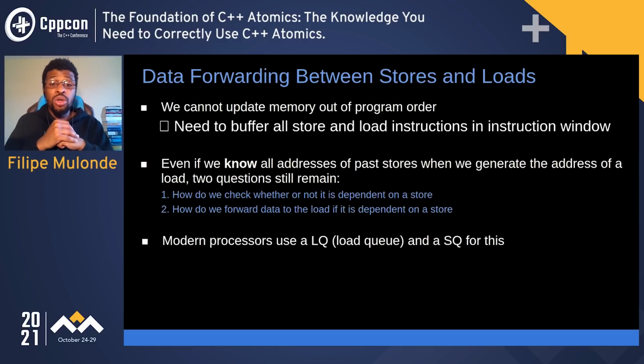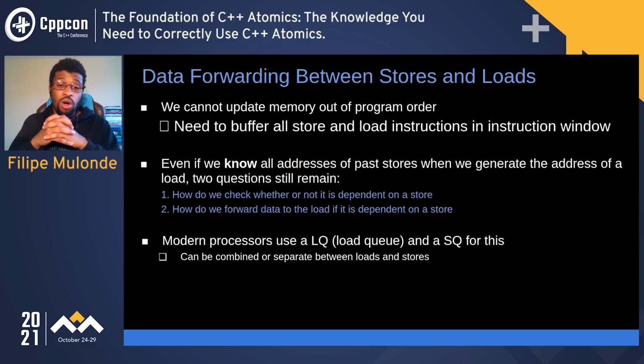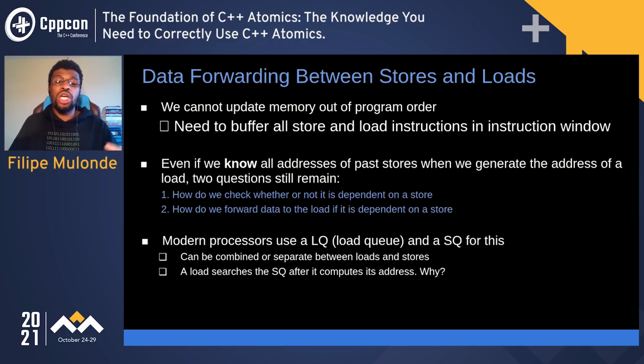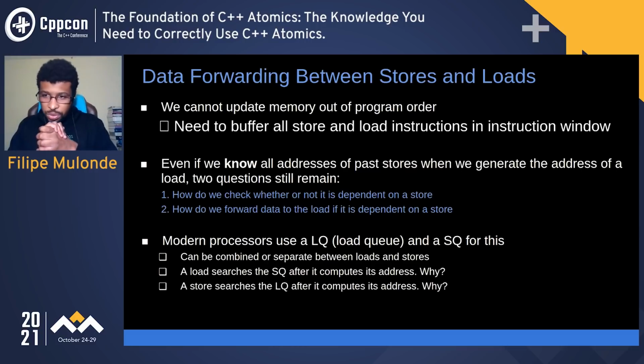Modern hardware uses a load queue and a store queue for this, and we can combine or separate loads and stores. A load searches the store queue after it computes its address. Why? Because here we assume that when a store finishes the computation of its address, it writes the address in a store queue. And a load searches this queue to see if there is an address that matches its address. And if there is a match, it means that this load is dependent on a previous store.